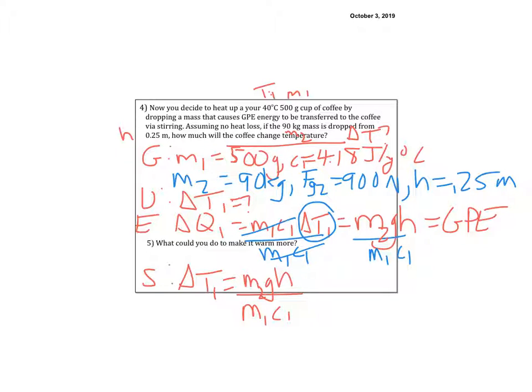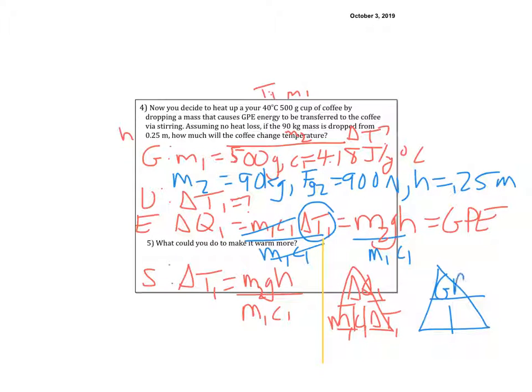Now, if I'm doing it with triangles, right, so if I cut my paper in half, and I do my triangles, my red triangle is going to be delta Q1. Oh, we need an extra. This one needs two legs. Is equal to MC delta T, all ones. And then my blue triangle is going to be GPE equals MGH. Right, we could do that in three legs, but we don't because the G never changes, so it can be just lumped in with our M.